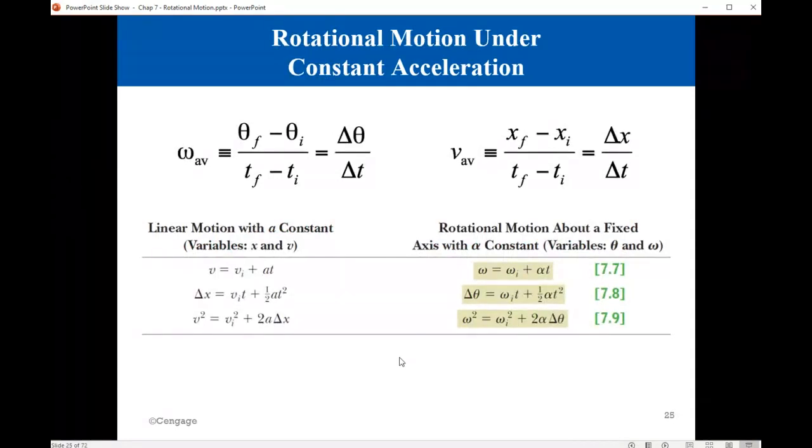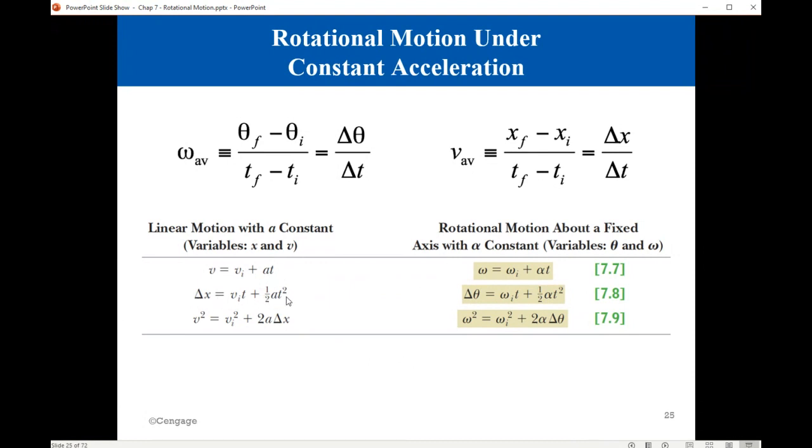So now we are ready to compare the variables of motion between rotational and translational motion. These are the kinematic equations that we learned in chapter 2. For linear motion, final velocity equals initial velocity plus at. For rotational motion, final angular velocity equals initial angular velocity plus alpha t. So one-to-one correspondence. We are replacing v by omega and a by alpha.